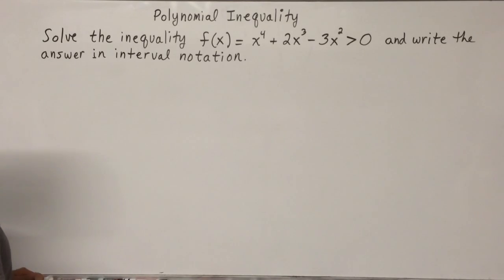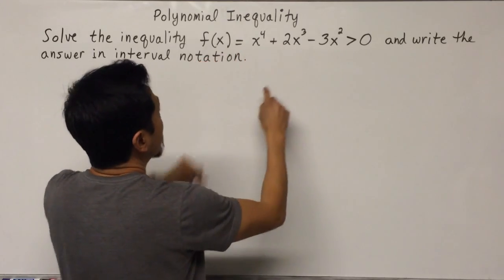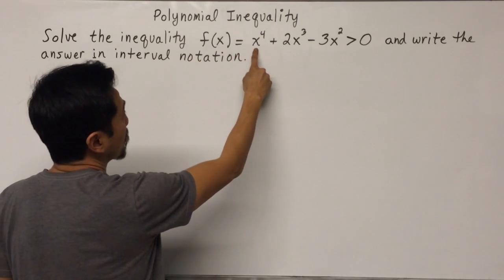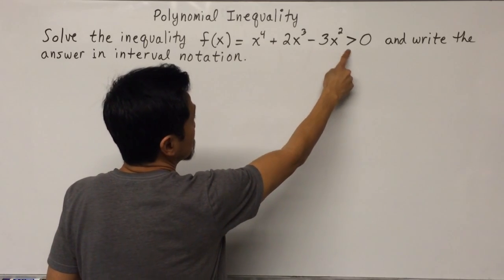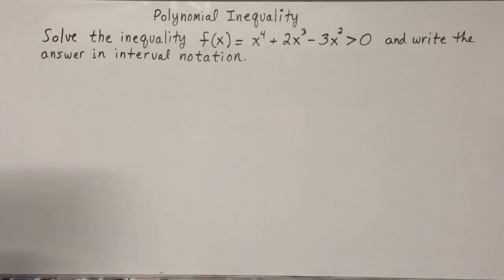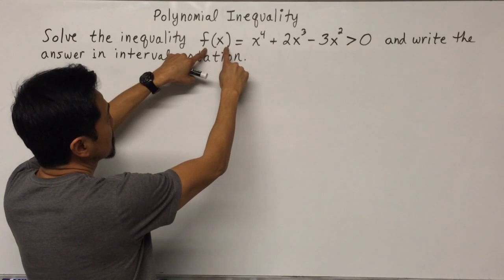Okay, class, we're going to solve this polynomial inequality here. F of x is equal to x to the fourth plus 2x to the third minus 3x squared is greater than 0. And we're going to write the final answer in interval notation. Okay? So let me explain. We have this function f of x.